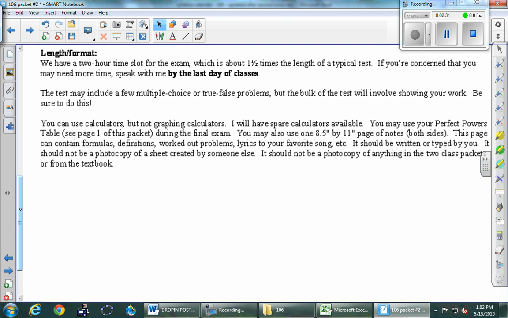All right, so resources you can use. Your calculator the whole time, but not a graphing calculator. I can provide calculators on the day of the test. You can use your perfect powers table during the final exam, and then this is the part that I think we mentioned the other day. To much critical acclaim, you can bring in a piece of paper with anything that you want written on it.